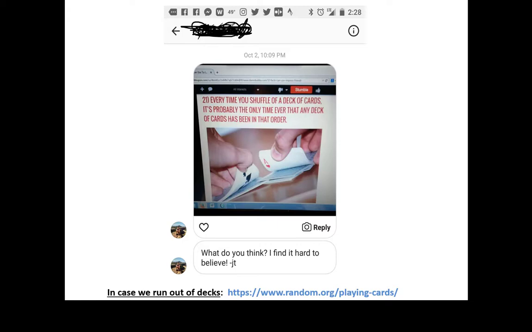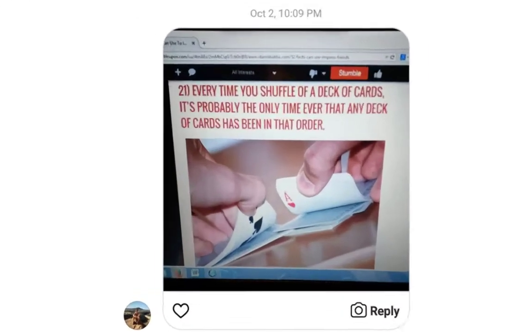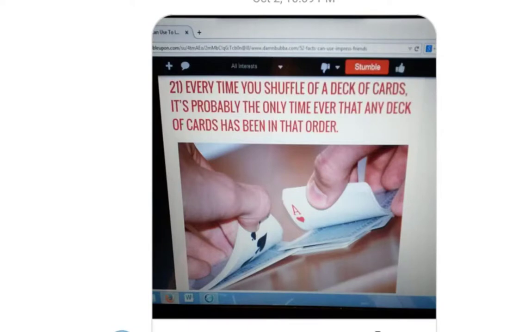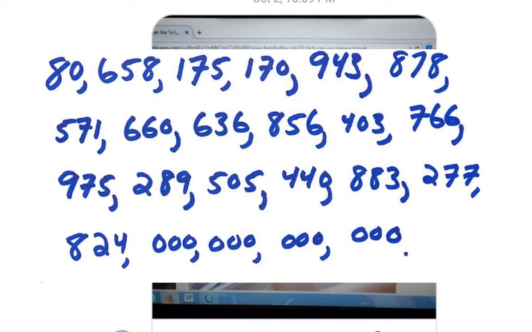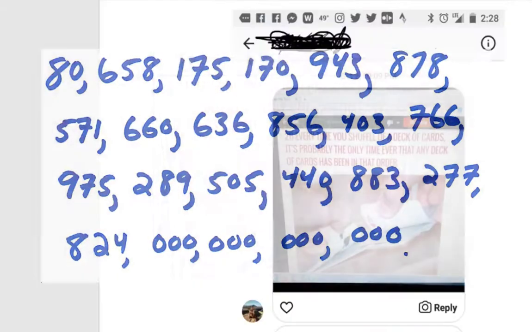Anyway, this is the problem that was sent to me a few years ago by a former student, JT, down here. You can see him. You've heard it before. It's a classic problem about how big the number 52 factorial is, and that's where the problem kind of starts.